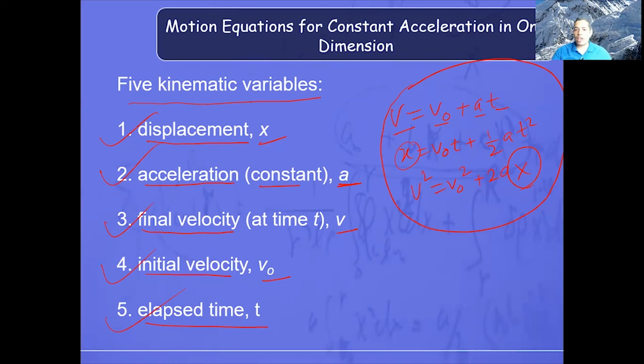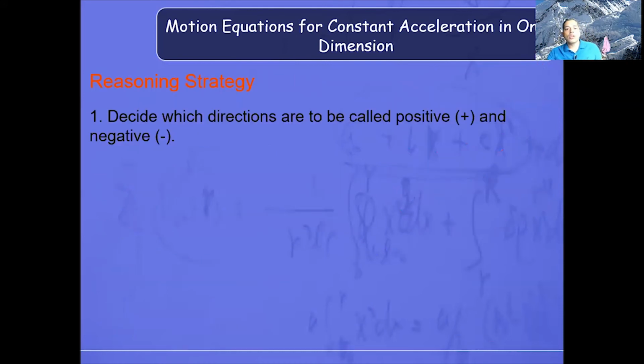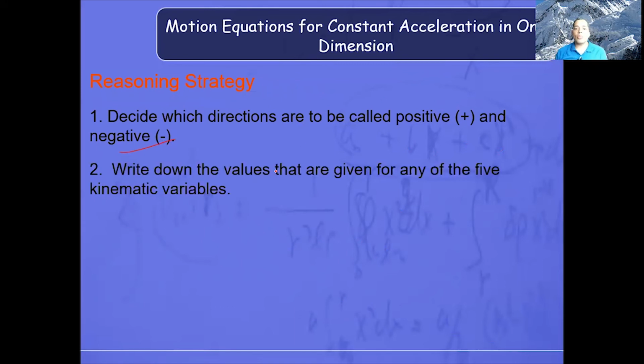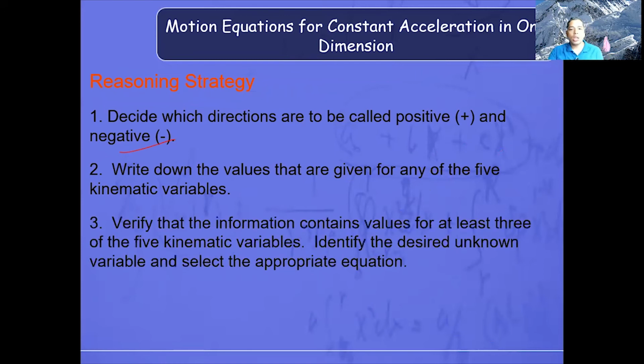So now I'm going to tell you how to attack the problem, or how to start solving the problem in a systematic way, okay? First of all, you have to decide which direction is to be called positive and which direction is negative. That's the first step. Next step, write down the values that are given for any of the 5 kinematic variables, okay? So you are given a question, then read the question and figure out of 5 how many variables are given to you, okay? So make sure you have at least 3 variables given to you. Out of 5, you should be given at least 3. Otherwise, you cannot solve the problem, okay?